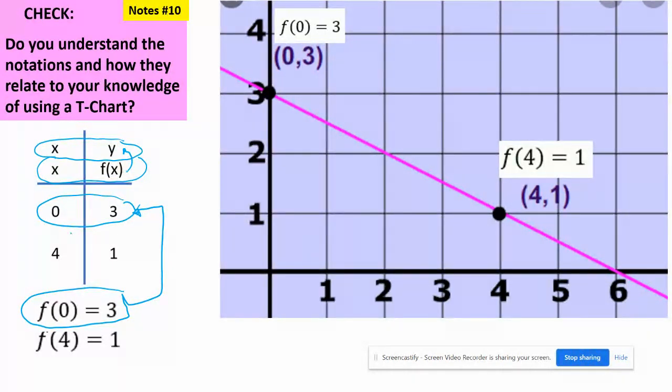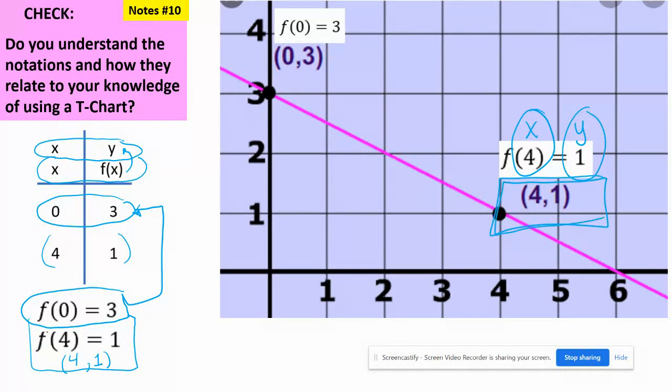We used to think of the point 4, 1. Now we can also read it as 4, 1 as the x and the y. Okay, and we just have some visuals up here. So this is the x, this is the y. 4, 1, which is shown right here. All right, 4, 1.